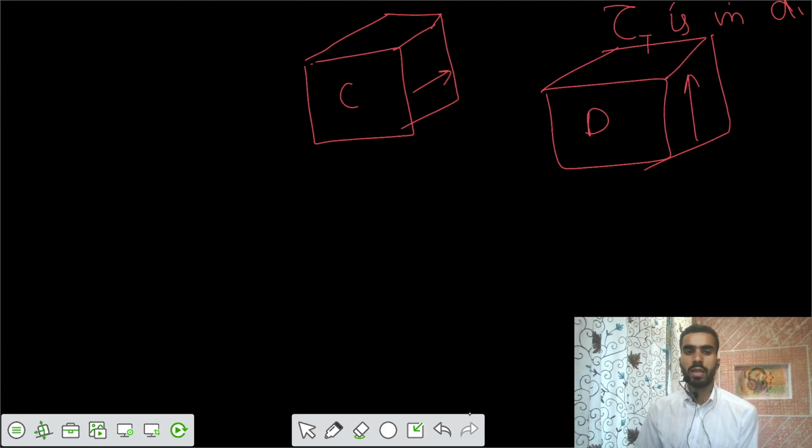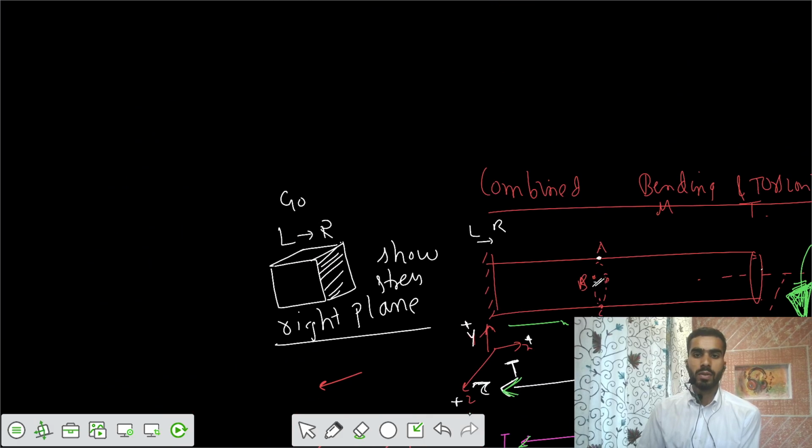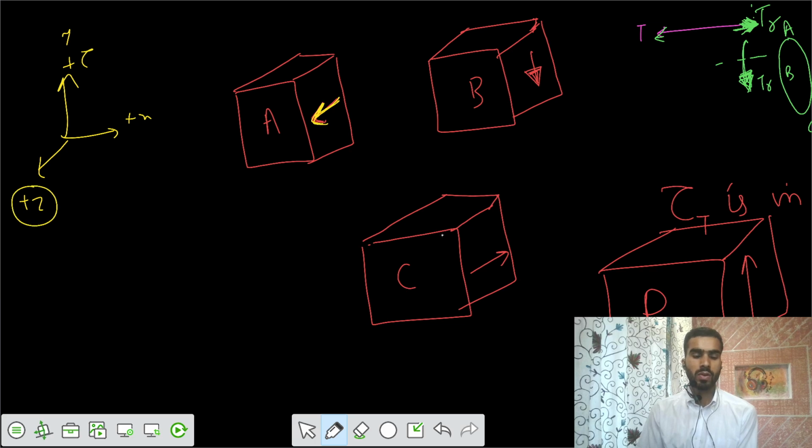Now we don't know whether your ABCD has tau positive or negative. For that we have this convention: this is your positive tau in the Y, this is your positive X, and this is your positive Z. If the arrow is in the Z direction and towards the positive Z, then tau is positive. And this one is in the Y direction, but it's downward, so I would write minus tau.